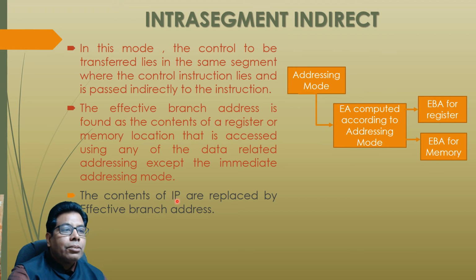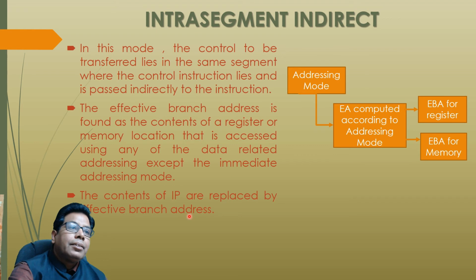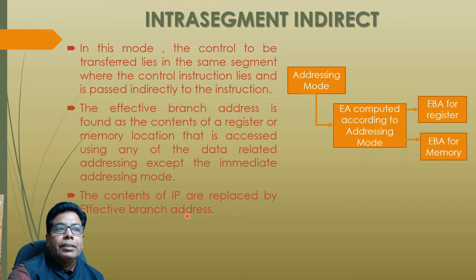So the contents of IP are replaced by the effective branch address. If it is a register, whatever is the contents of the register, that is replaced here. Contents of IP are replaced by that. Or if it is memory, the contents of the memory location, the IP is replaced by that effective branch address, and the jump will take place accordingly. So that is intra-segment indirect addressing.